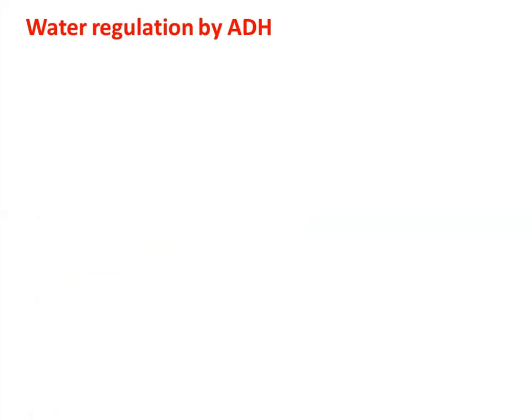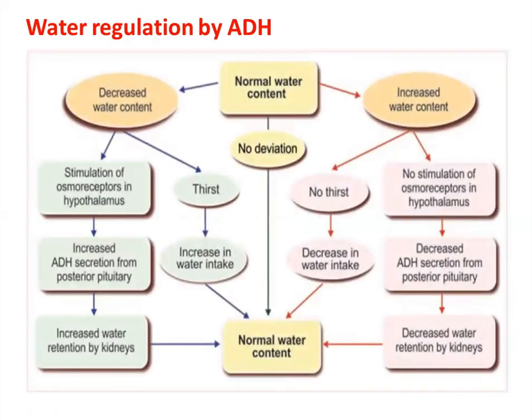Under homeostasis there is water regulation, then acid-base balance. Here we will see the water regulation. The water regulation is mainly maintained by two hormones in the human body. First one is the antidiuretic hormone. Second one is aldosterone. First we will see the regulation by the antidiuretic hormone.